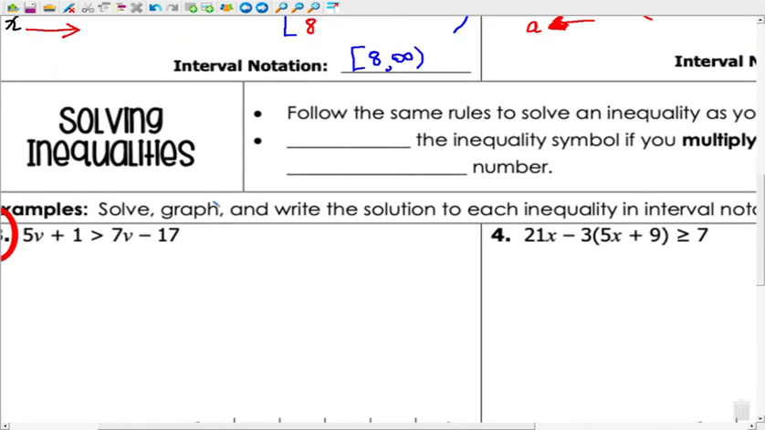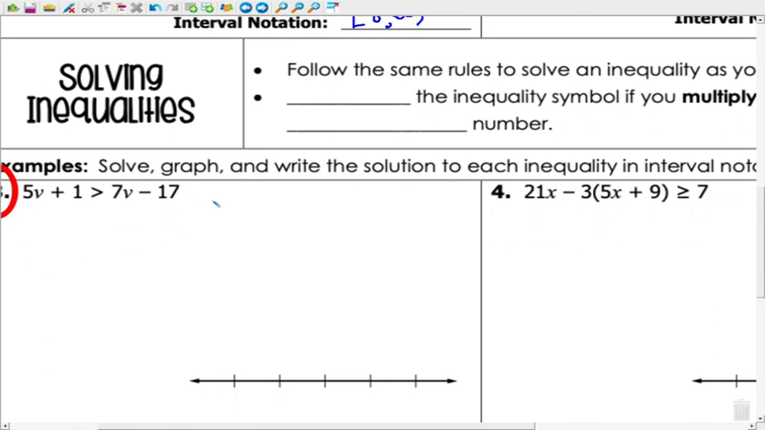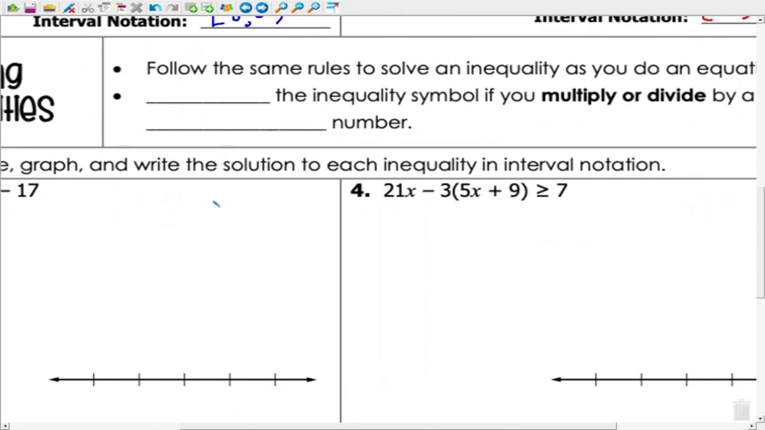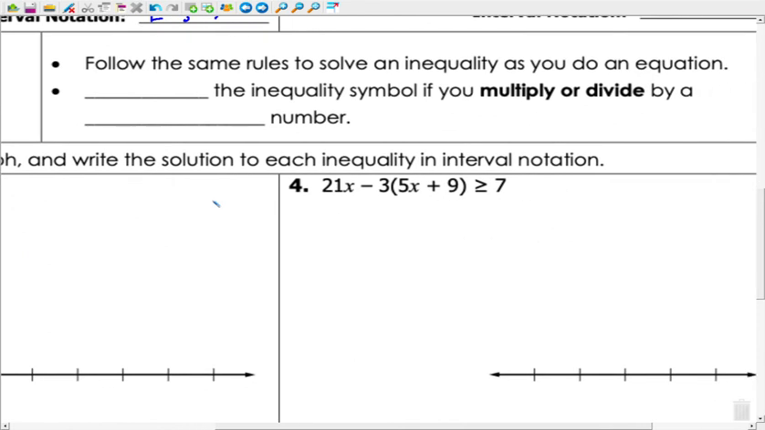If we were to actually solve an inequality, solving an inequality would be the same as what we would do when we solve an equation, with there being one difference. When you solve an inequality, you have to flip your inequality symbol if you multiply or divide by a negative number.